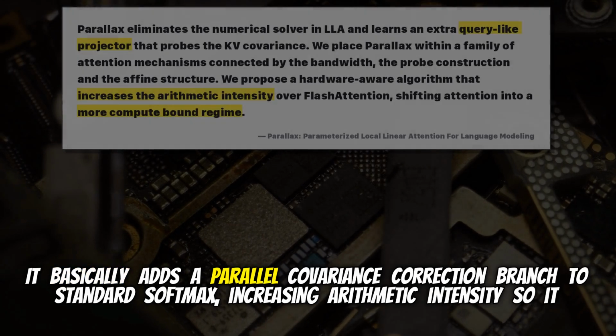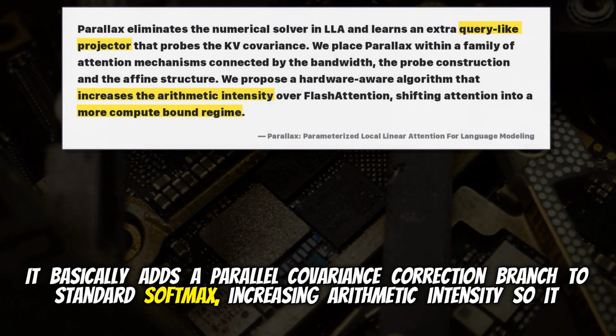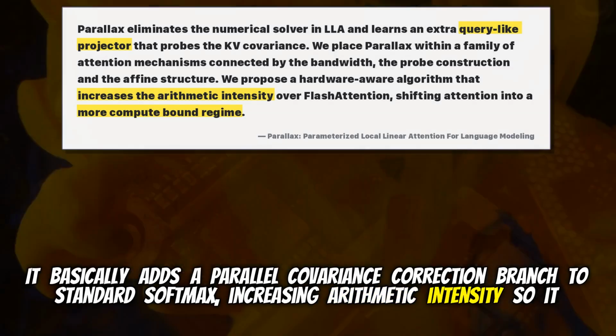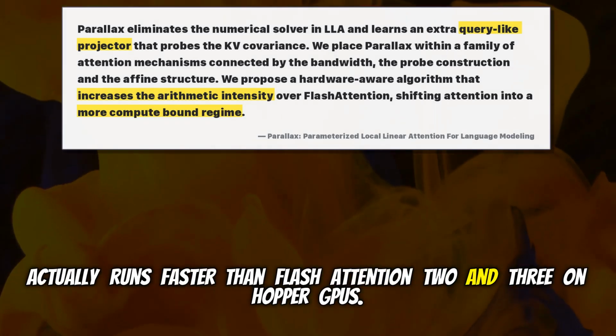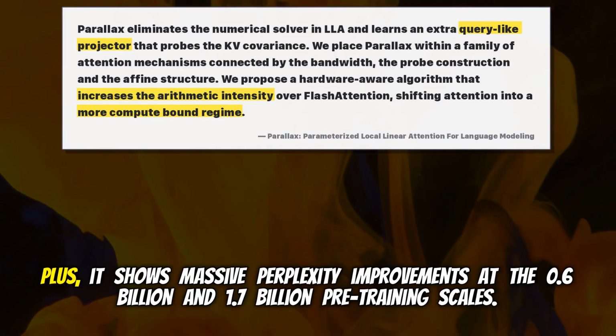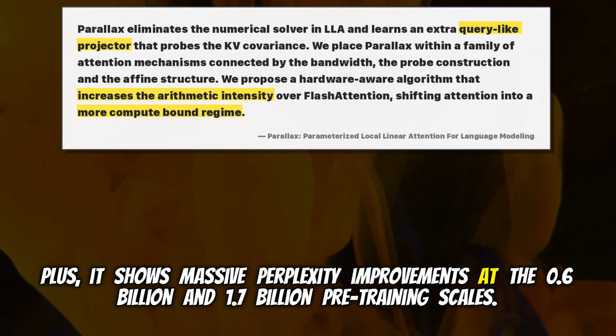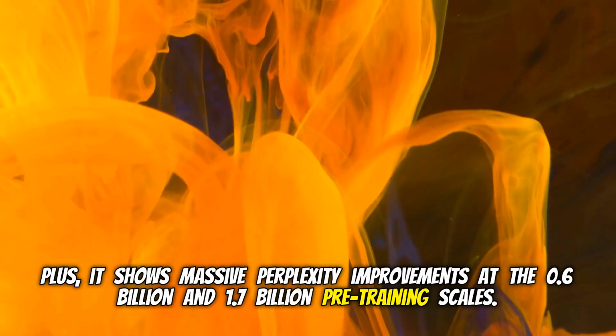This paper introduces Parallax, which is a scalable, parameterized form of local linear attention, or LLA. It basically adds a parallel covariance correction branch to standard Softmax, increasing arithmetic intensity so it actually runs faster than FlashAttention 2 and 3 on Hopper GPUs. Plus, it shows massive perplexity improvements at the 0.6 billion and 1.7 billion pre-training scales.